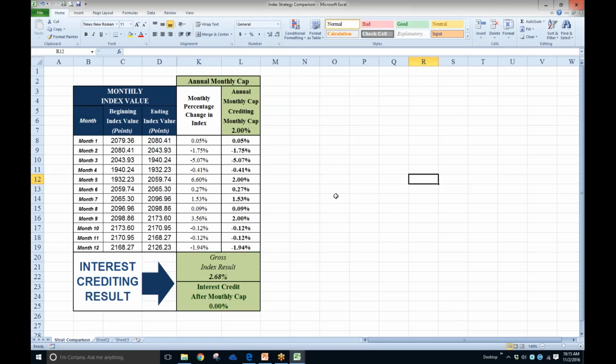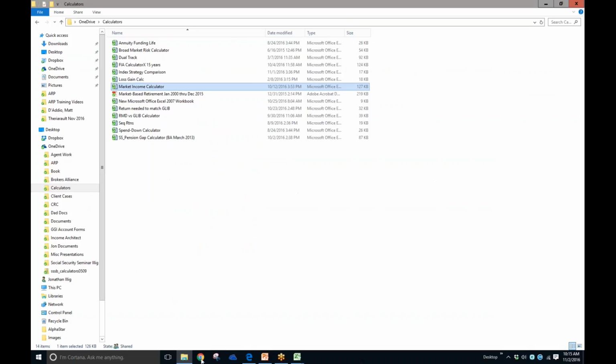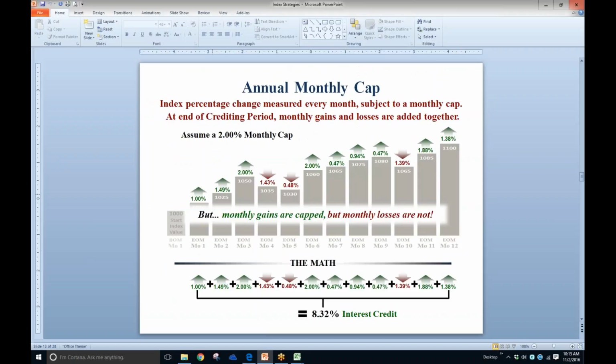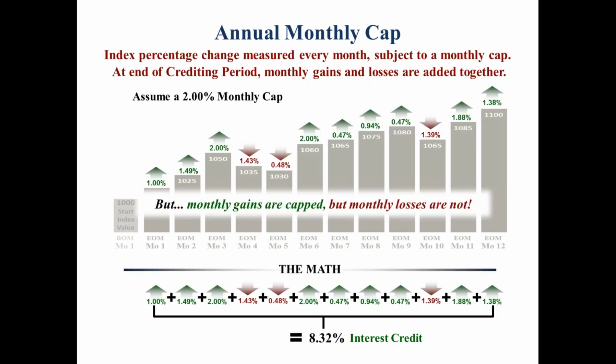But if we get a really negative month, it's not enough to wipe out everything. So that's why these contracts have these multiple strategies, so that you're not putting all your eggs into one basket, or your clients. See what I'm getting at?